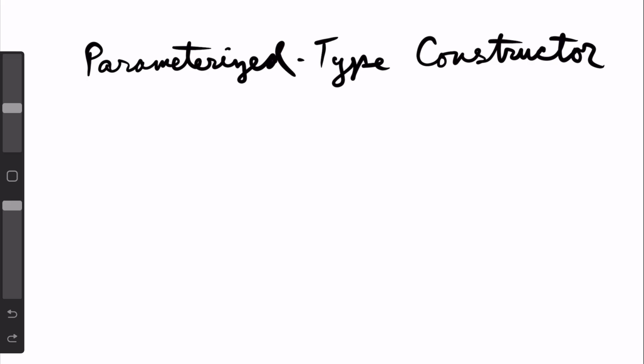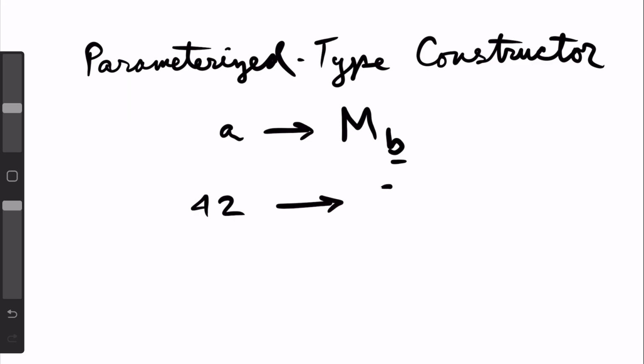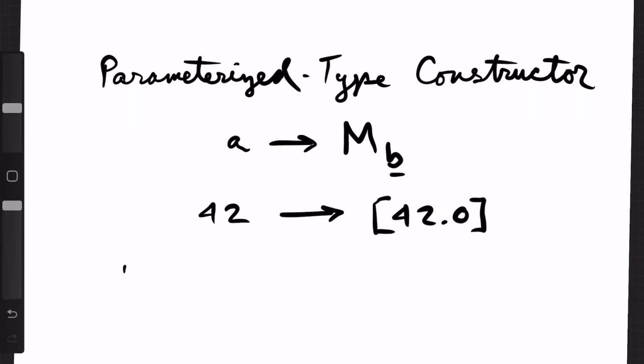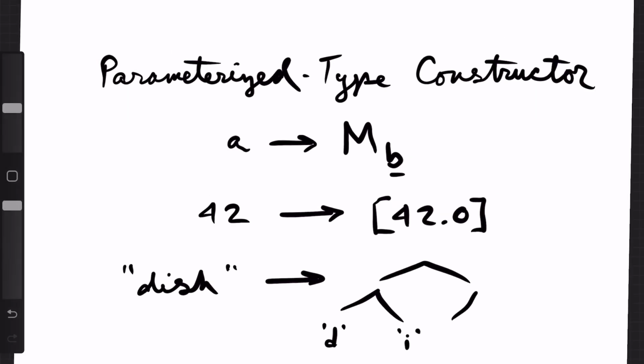It's also possible to have a parameterized type function that maps a value of some type to a composite of a different type. For example, you might have a function that takes an integer and returns a list containing a floating point number, or that takes a string and returns a binary tree of characters.